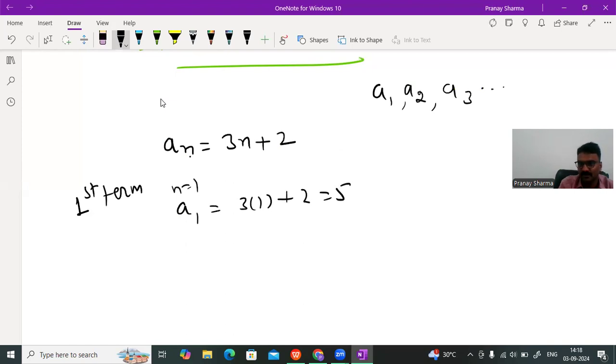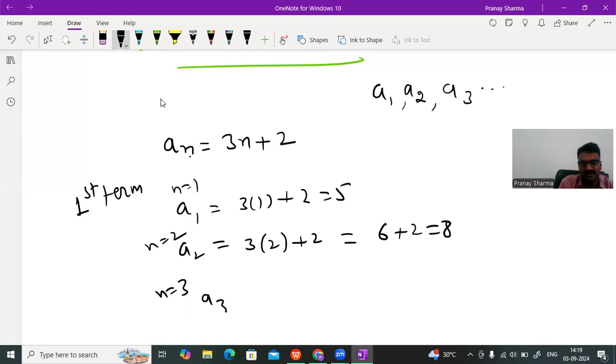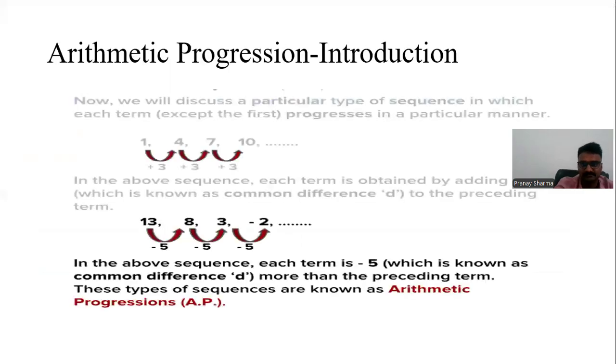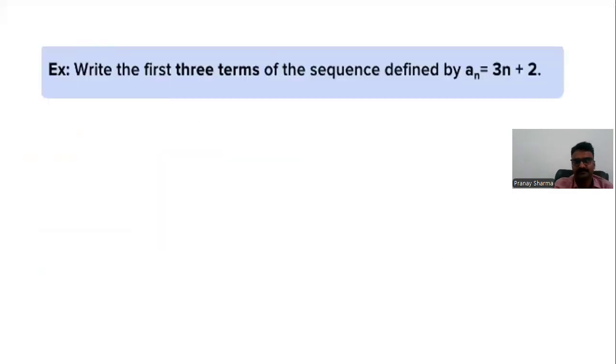According to BODMAS, 3 into 1 is to be followed first, right? For the second term, when we substitute n as 2, it will be 3 times 2 plus 2, that is 6 plus 2, 8. If n is 3, then a3 can be calculated as 3 times 3 plus 2, which is 9 plus 2, 11. So 5, 8, 11. These are the terms associated with the question asked. I hope this is clear.